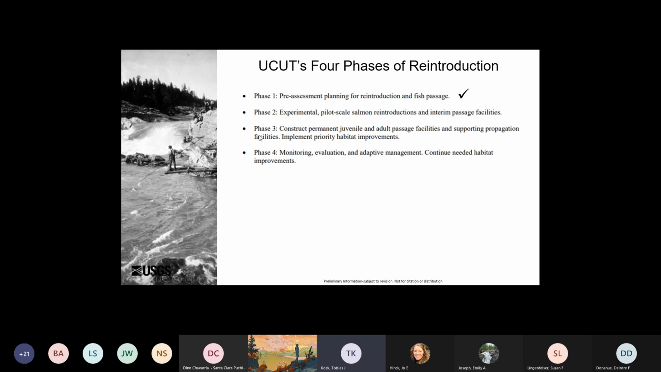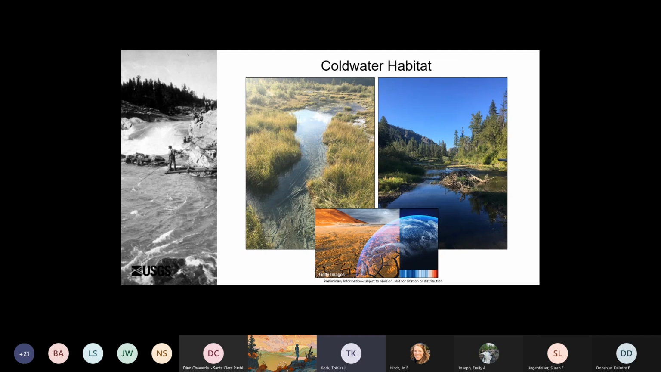If all goes well with phase 2, eventually the transition would be into phase 3, where there would be construction of permanent fish passage facilities and propagation or hatchery facilities, and then monitoring, evaluation, and adaptive management activities to improve management of populations throughout the region and ensure that they persist. And so first I want to talk about some of the phase 1 highlights and conclusions.